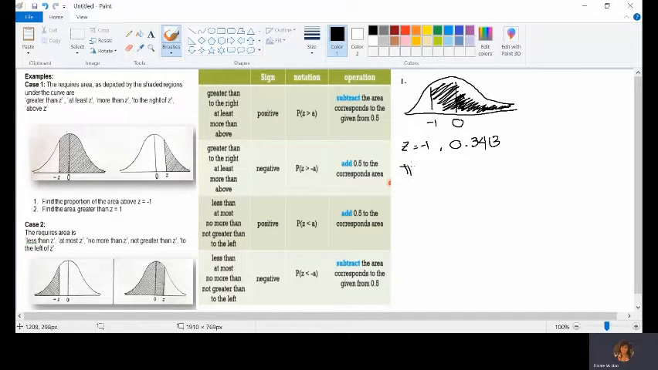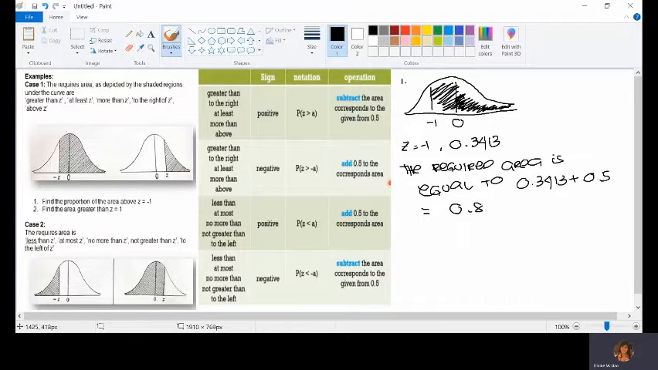So the required area is equal to 0.3413 plus 0.5. That will give us an answer of 0.8413. So in probability notation, the probability of Z that is greater than -1 is equal to 0.8413.